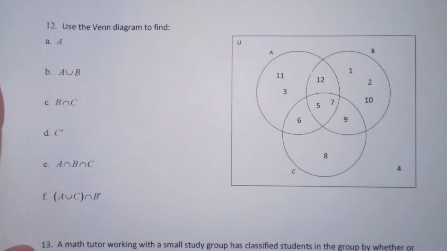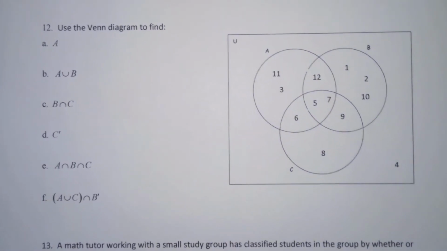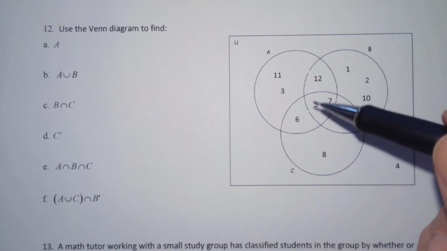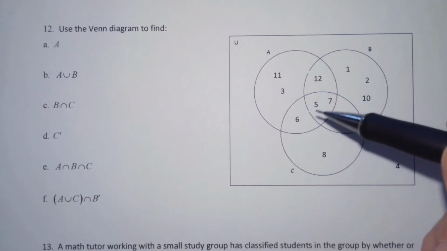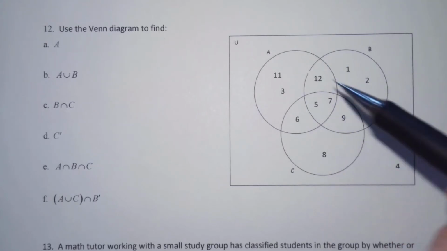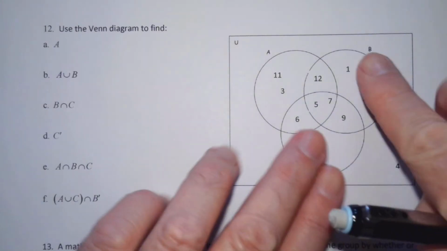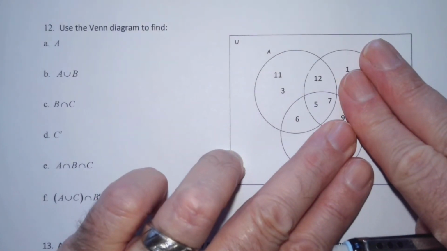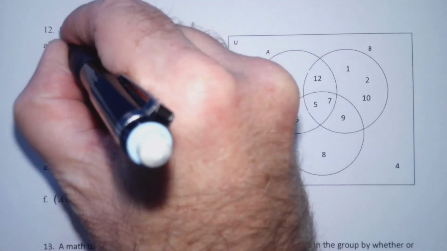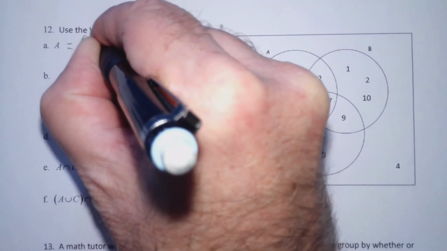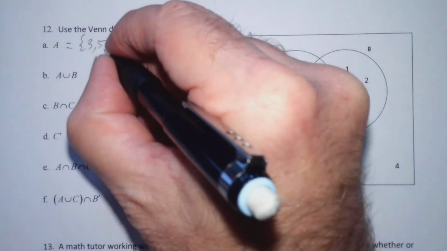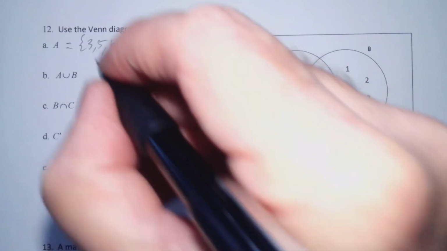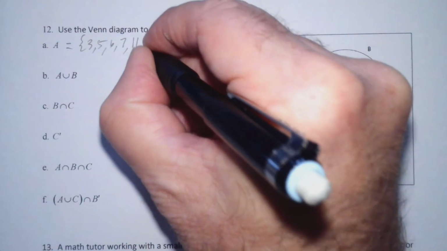So on number 12 here it says use the Venn diagram to find each of the following. First of all, A. Now again, if you feel like you can do this, you might want to go ahead and do it and then watch the video and check yourself. Now everything in A, that's all the numbers in circle A. So what's that? 3, 5, 6, 7, 11, and 12.